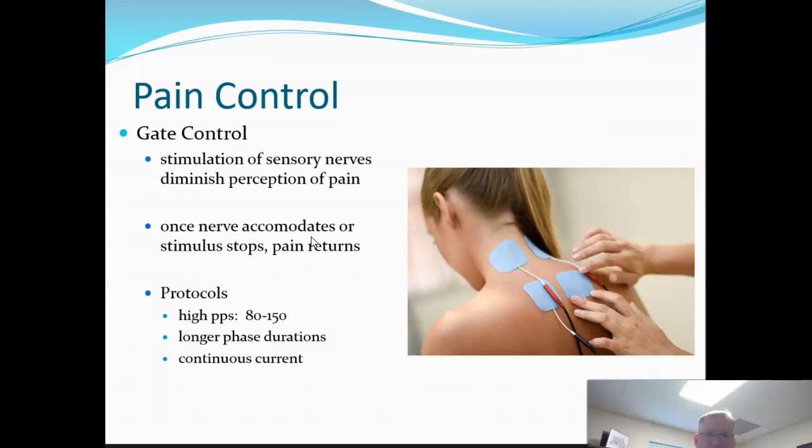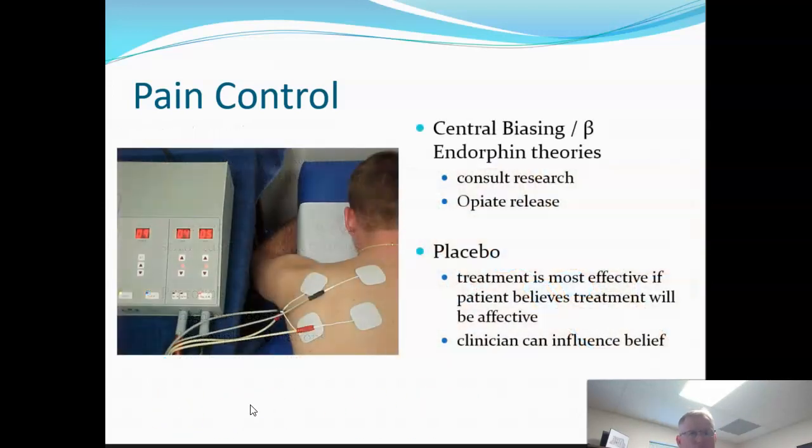As you look at the protocols, when we talk about pulses per second, we're getting into the higher pulses per second. So in general, right now, I can say lower is more muscle contraction-y, higher is more pain control, or gate control type stuff. The longer phase durations means if we lengthen out the phase, we don't have to increase the amplitude as much to get a sensory feeling. So we're avoiding those pesky pain receptors and nerves. Shh, don't tell them we're here. And this is always a continuous current. We never really go on and off for that.